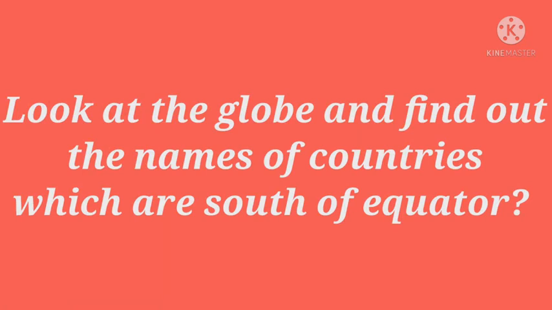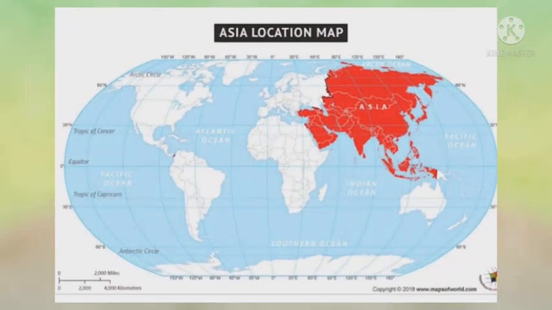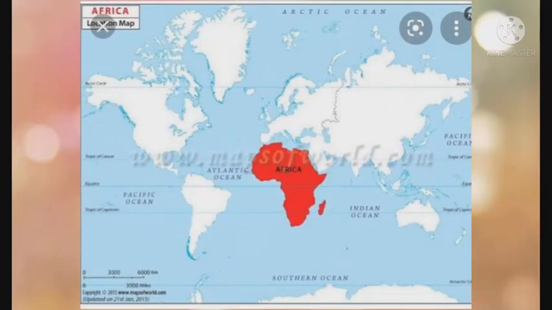Look at the globe and find out the names of countries which are south of the equator. This is Asia: Indonesia, Argentina, Peru. These are the countries which are located in the south of the equator. This is Africa: Namibia, Zimbabwe, Switzerland, Botswana. These are the countries in Africa which are located in the south of the equator.